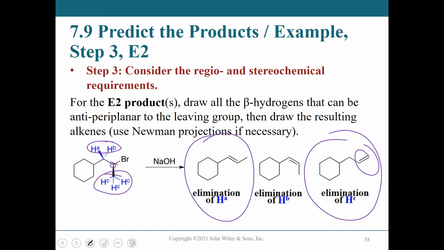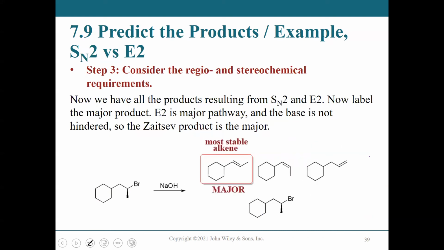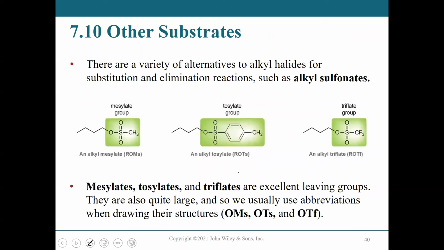If you have one H, that's an issue because then you have to come up with a Newman projection. The major product is this one because it's trans. It's a Zaitsev product because you were using sodium hydroxide, which is an E2 Zaitsev base. And with a Zaitsev base, you prefer the trans product over the cis product.